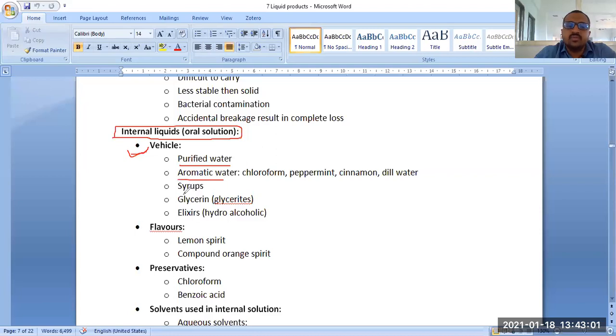Purified water, aromatic water, syrup, glycerin, elixir, hydroxylated compound, oil. These are all used as a vehicle for the solution.